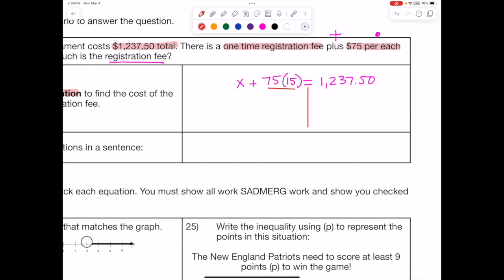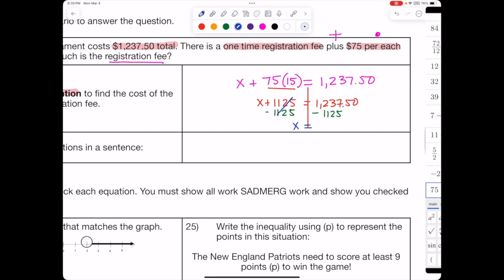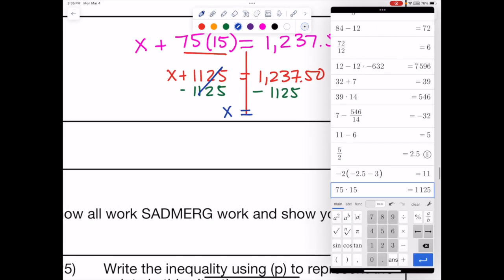Okay, so what do we have so far? We have X plus 1,125 equals 1,237.50. Now we can go ahead and do our subtraction and subtract 1,125 from both sides, and it's going to tell us what X is. So this is all gone, and we have X equals, let's do that math here.